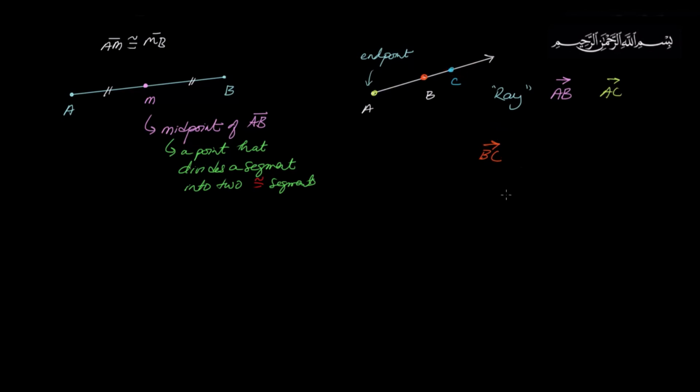Got it? So you have to be careful when naming rays because you have to make sure that you begin the ray with the endpoint and go towards the infinity direction. So it's very important that you always begin with the endpoint of the ray. So ray AB and ray AC are the same, but ray BC is not the same ray.